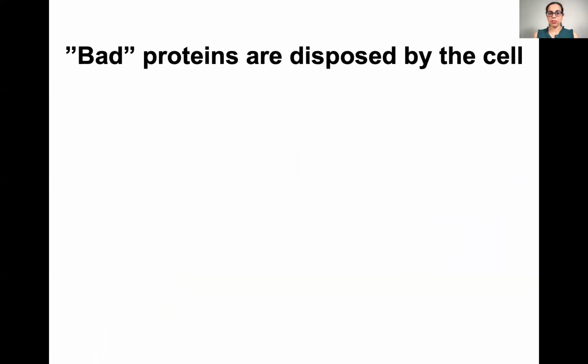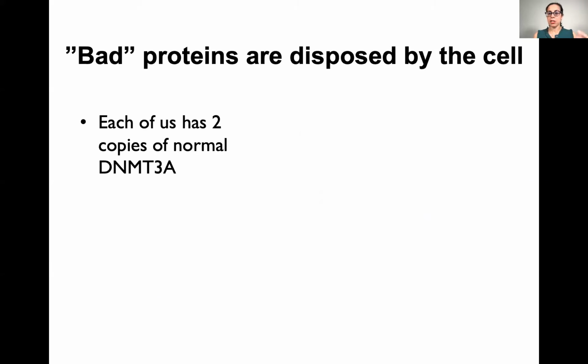And something that we know from many years in biology is that cells are really smart, and if a protein they feel is bad, or something in the protein doesn't seem right, the cell has a mechanism in which they dispose of that protein.